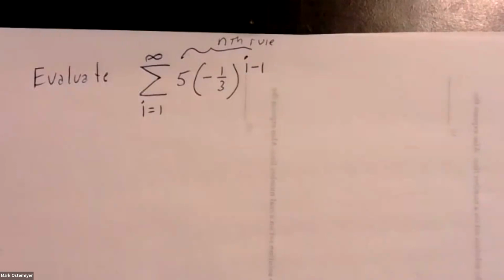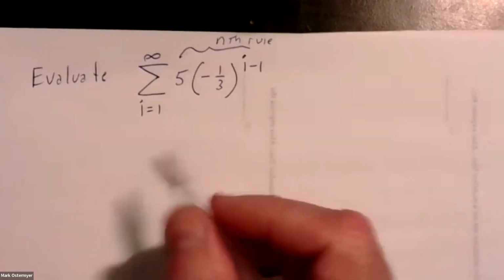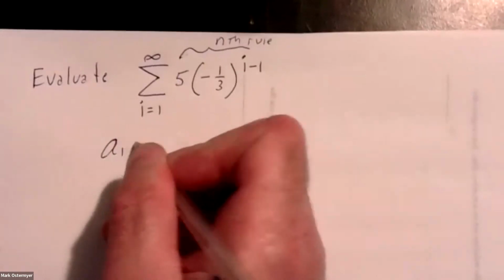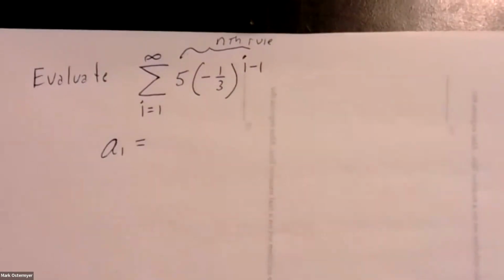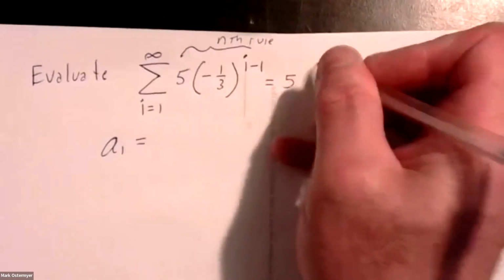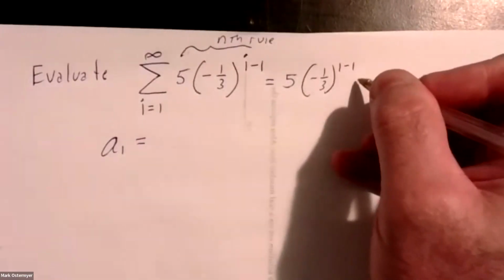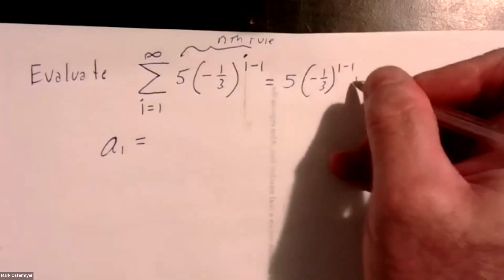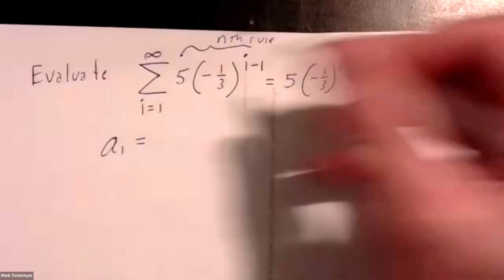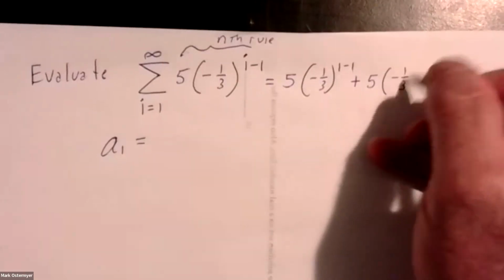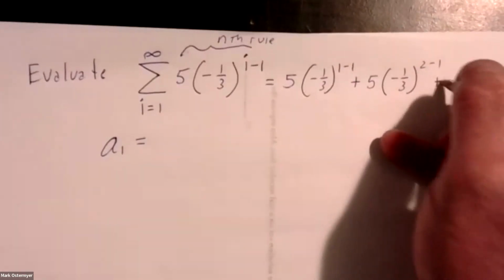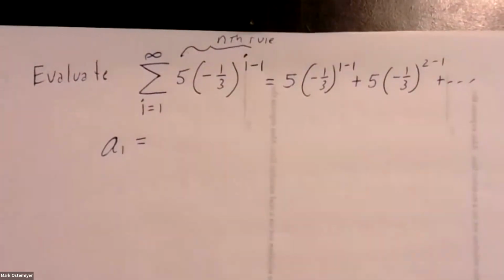So I have a question for you, ladies. What would be the first term of this series or sequence? Well, the first term is established by letting I be 1, correct? So we would have 5 times negative 1/3 raised to the 1 minus 1 power. Plus the second term would occur when I is 2. That'd be 5 times negative 1/3 raised to the 2 minus 1 power. Plus on and on this goes.